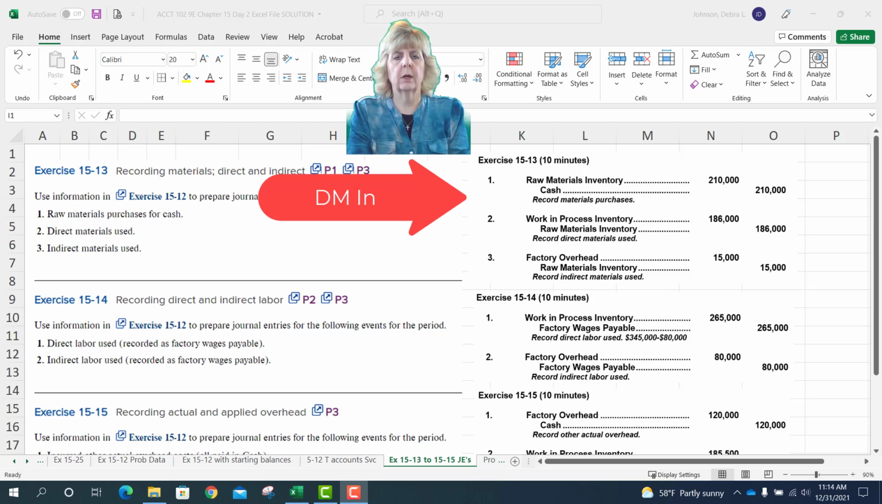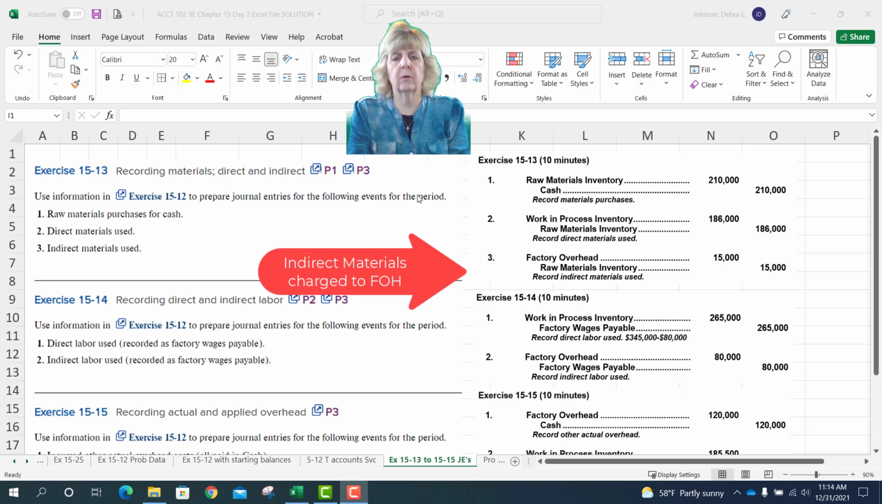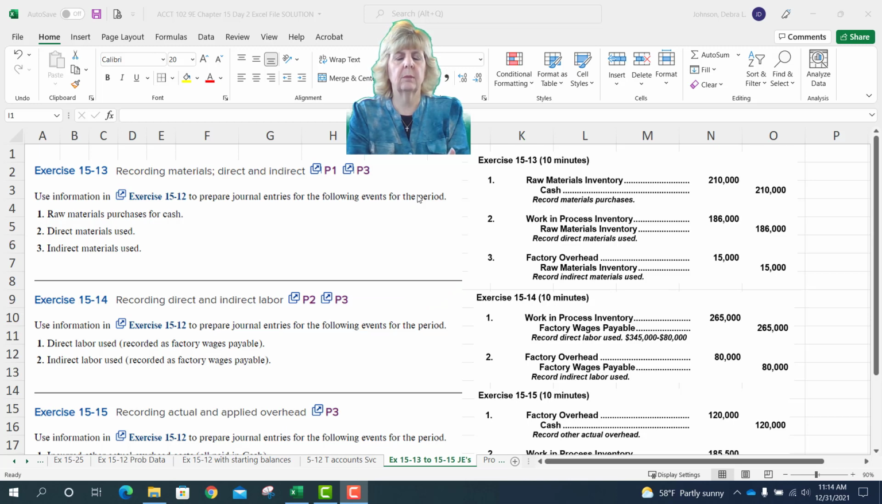So the first one showed the raw materials purchased, which was a given number. The second one showed the direct materials used, which we calculated. And the third one gives the journal entry for the indirect materials that were charged to the factory. Compare those to a T account. Again, the T account is a picture that's worth 1,000 words. The movement of the various costs from birth to death are captured through the journal entry process.